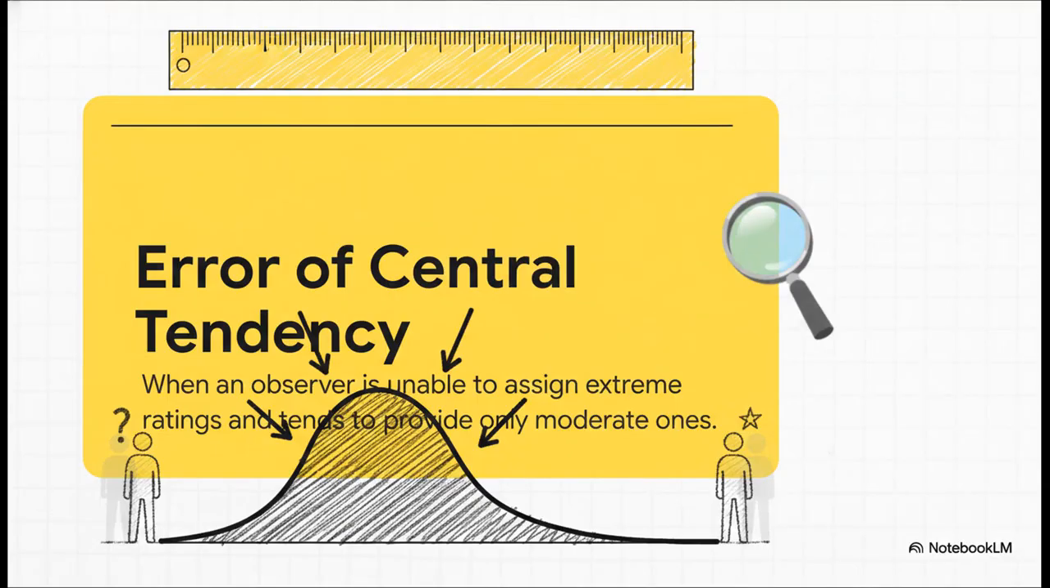And finally, there's the error of central tendency. This is the play it safe bias. The observer avoids any extreme ratings. No one's terrible, but no one's amazing either. Everybody just lands somewhere in the middle. It's like giving everyone a 3-star rating. The big problem here is that you totally lose the nuance. You can't tell who's knocking it out of the park and who really needs help.